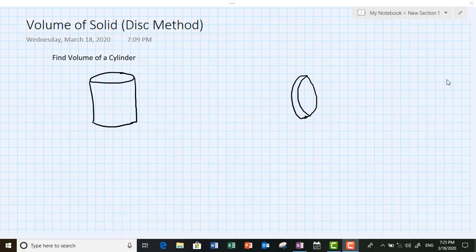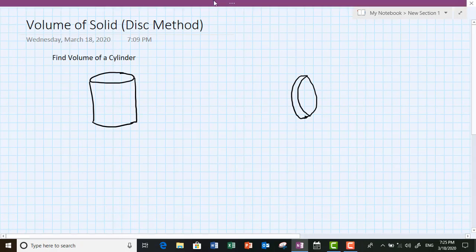Hello, I'd like to talk about finding the volume of a solid using this method. Let's review finding the volume of a cylinder. From your geometry class, you all learned how to find the volume of a cylinder.